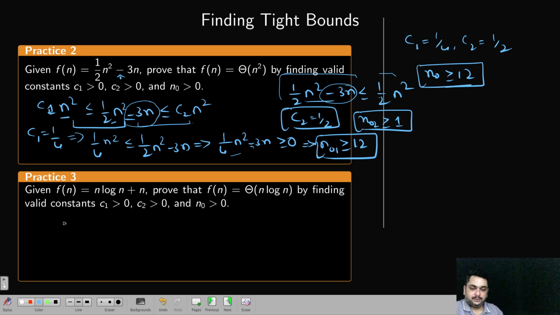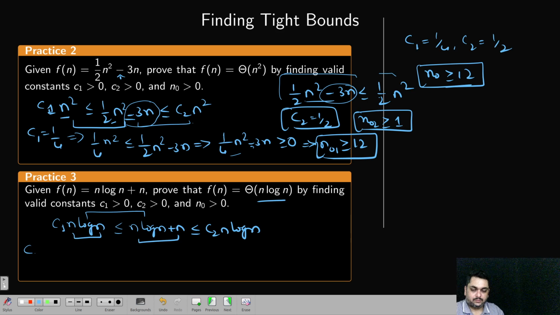Next, a log function. So C1 n log n is less than or equal to the g of n they are given, n log n plus n, less than or equal to C2 n log n. Okay. Now we will try to find this C1. So always, if you see, this function is greater than this function for any C value. So you choose C1 as a small value, 1. So n log n is less than or equal to n log n plus n, right? So no problem. So this will always be less for any value greater than or equal to 1. Okay. This we found out.